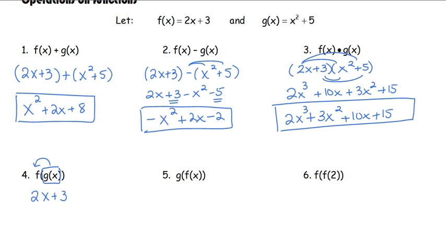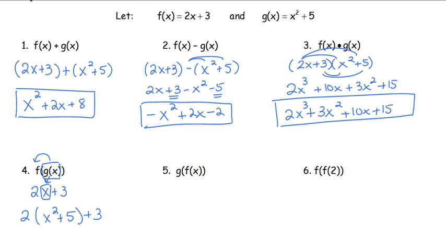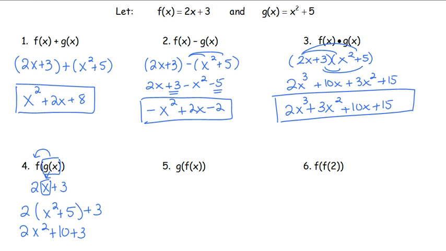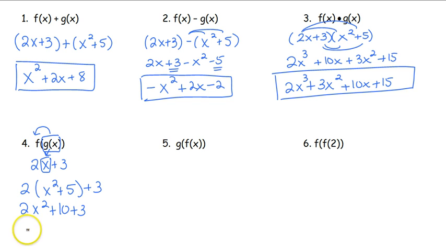What this means is we're going to take that x that was in the f of x and we're going to take that out and we're going to put the g of x in. And g of x is x squared plus 5. So that now becomes 2 times x squared plus 5. You are replacing the x. You're not keeping the x there. The x is coming out, the g of x is going in. So that becomes 2x squared plus 10 plus 3, giving us 2x squared plus 13 as our answer.